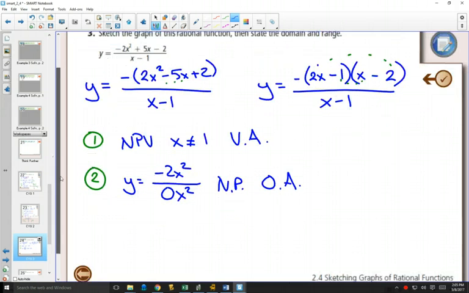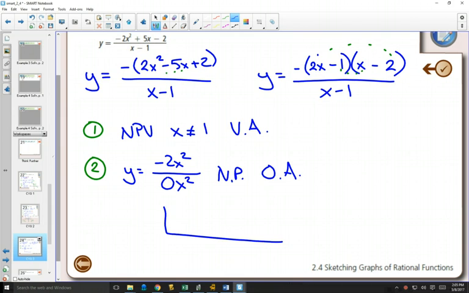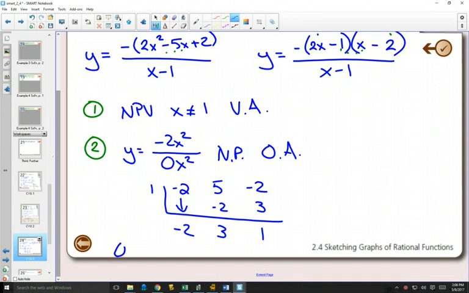To find your oblique asymptote, set up synthetic or long division. This one, since we're dividing by x minus 1, works with synthetic division. We would have negative 2. We'll use our original equation, positive 5, negative 2. Bring the negative 2 down, add. Of course, the remainder doesn't matter. Our oblique asymptote will be y equals negative 2x plus 3, just using this part, because the remainder of 1 won't make a difference.